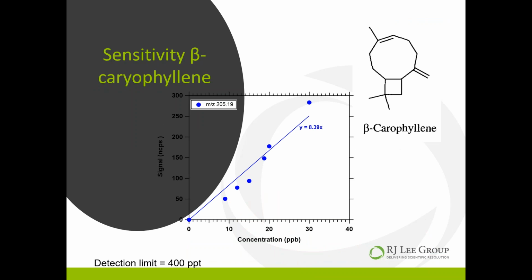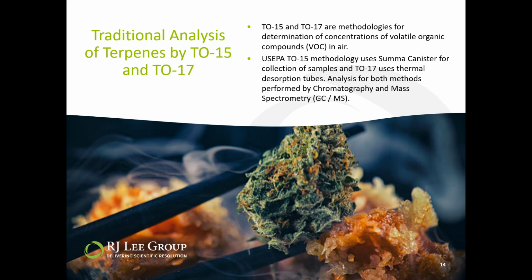And here you see the curve for this terpene. Again, we could detect this at a very low concentration of 400 parts per trillion. So, next slide, please. As we mentioned, the PTR-MS would be a great tool for measuring terpenes, especially outdoors. We'll talk about it more.